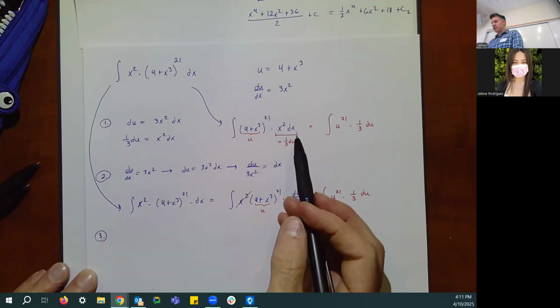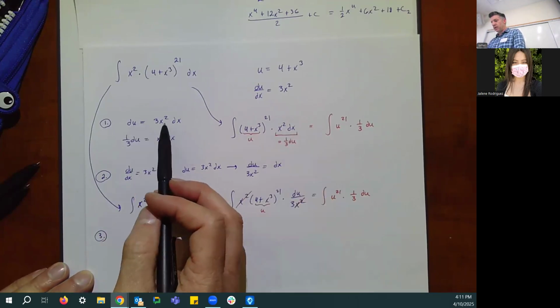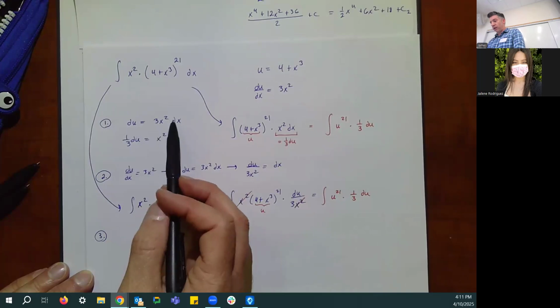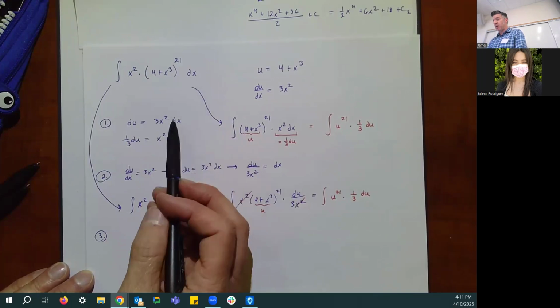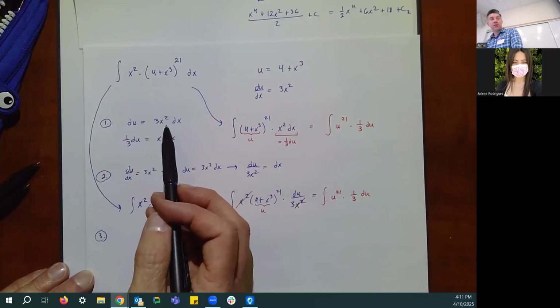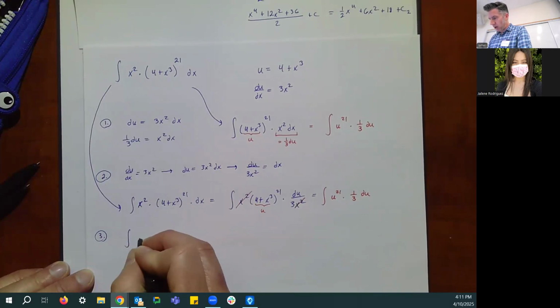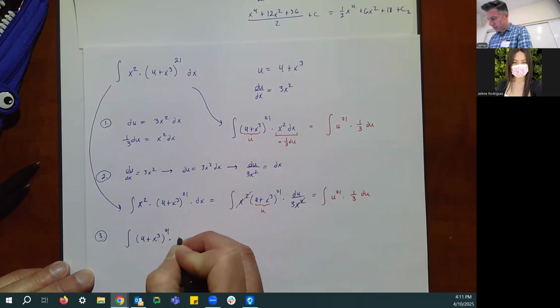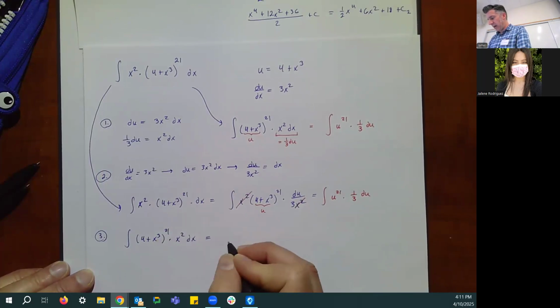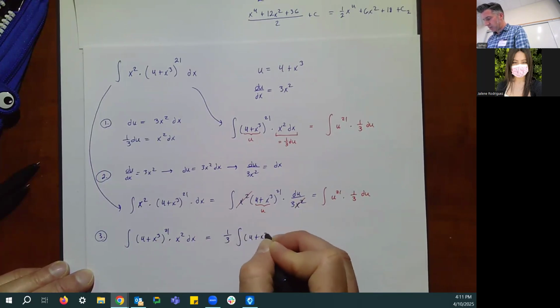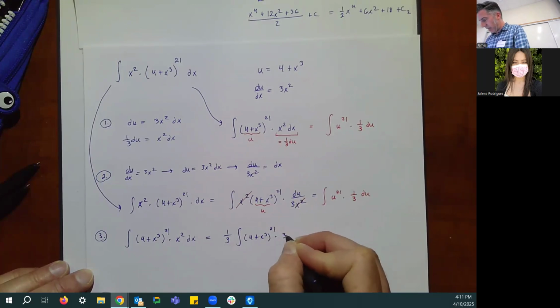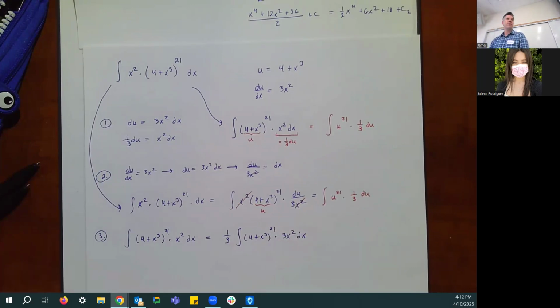What some people like to do is, instead of making my 3x squared dx look like x squared times dx, I'm going to make my integral look like that. So I'm going to take my integral of 4 plus x cubed to the 21st times x squared dx, and rewrite it as 1/3 times the integral of 4 plus x cubed to the 21st times 3x squared dx. I find this annoying, but it works.